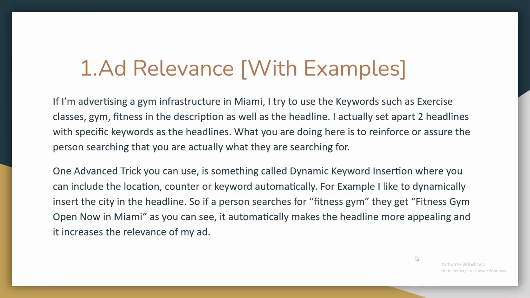One pro tip that I can give you here: I try to use something called dynamic keyword insertion, where you can automatically insert a countdown, a location, or a keyword. What I used to like to use is the city or the state in the headline. If a person is searching for fitness gym, in my headline I ask Google to dynamically insert the name of the city. So when they search for fitness gym, they get something like fitness gym open now in the city, which is Miami.